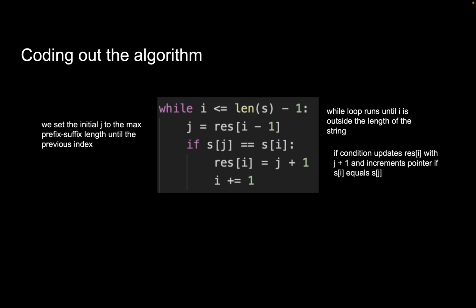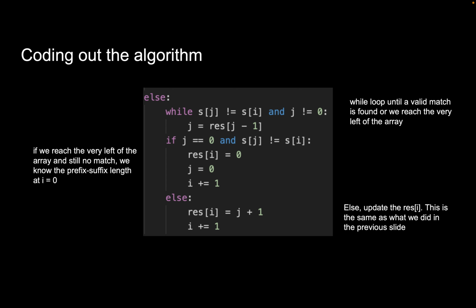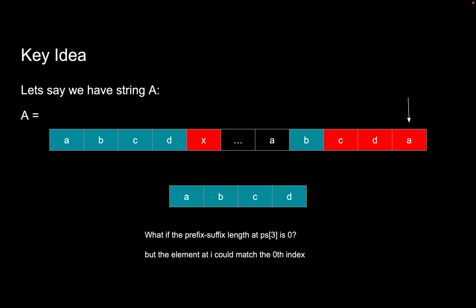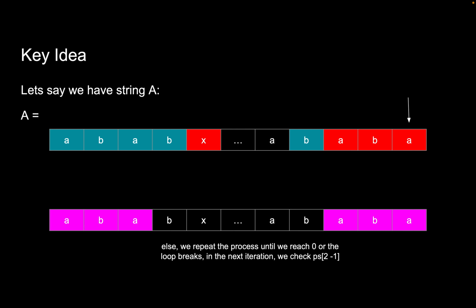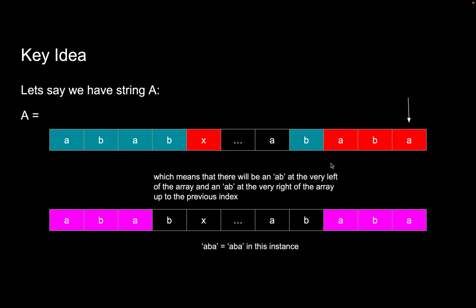Otherwise, which is a case where the characters do not match, then you have a while loop until a valid match has been found. This is the key important step here, which is j is equal to res j minus 1, which is what we did here, right? We set j is equal to res j minus 1, which was res 4, res 3, which was 2 here, right?